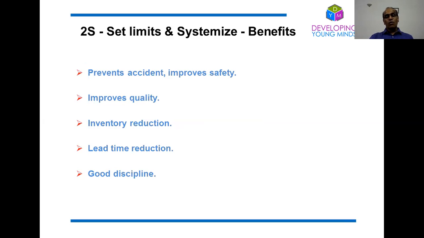And obviously, all these things, setting the limits and systemizing, also help in improving the quality of the product that is manufactured on the shop floor.